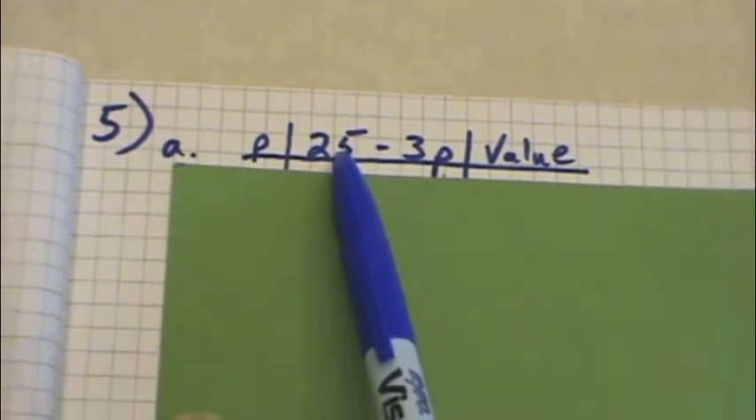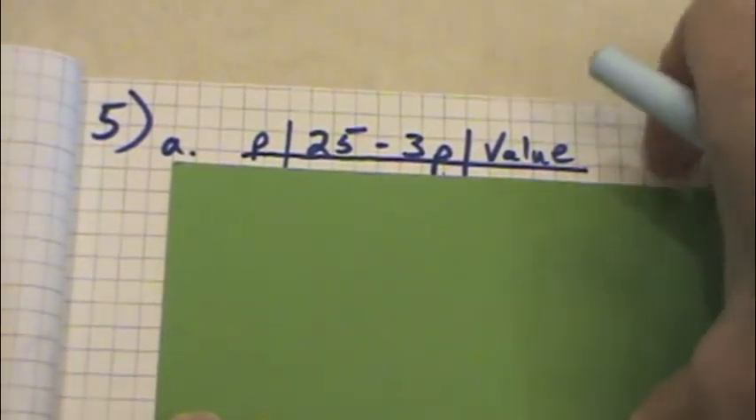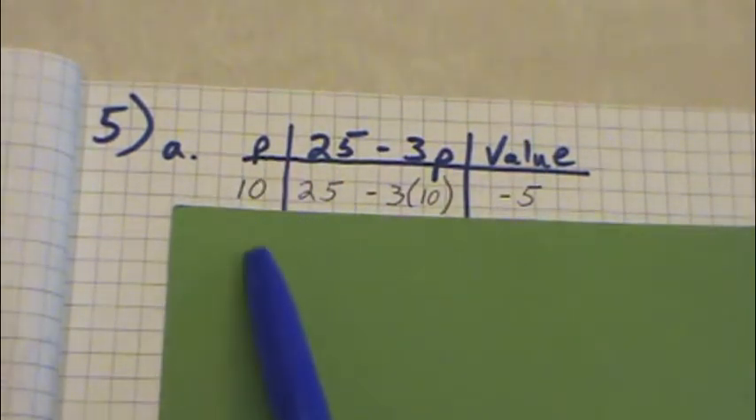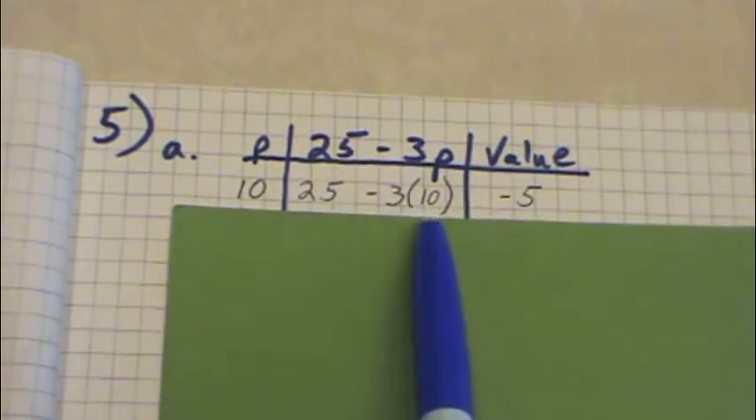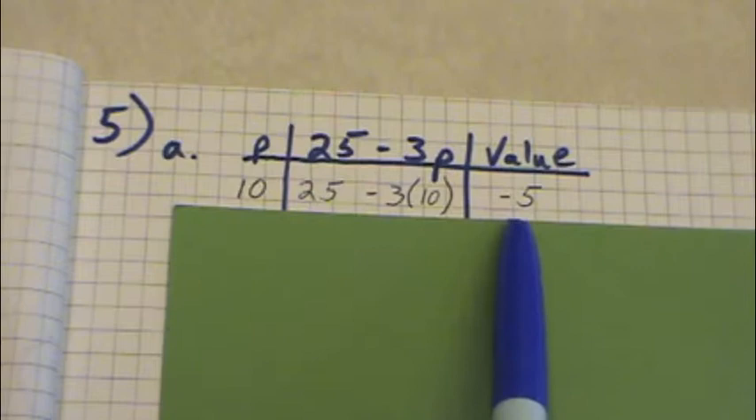The first thing that I used for p, and you might have used something different, is 10. And I realized that if I substitute 10 in, 25 minus 3 times 10, which is 30, 25 minus 30 gives you negative 5. That is a long way from the 55 that we are looking for.